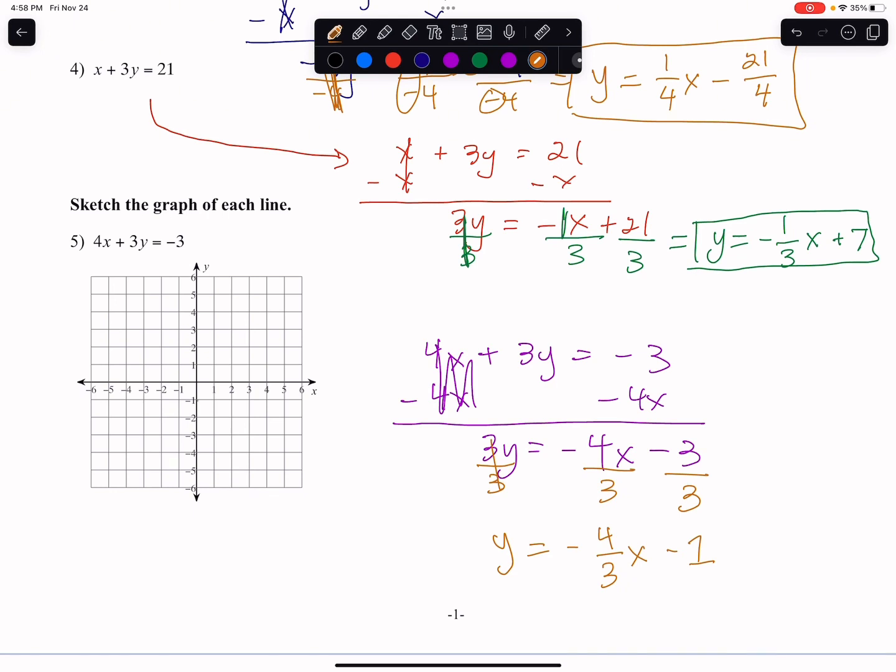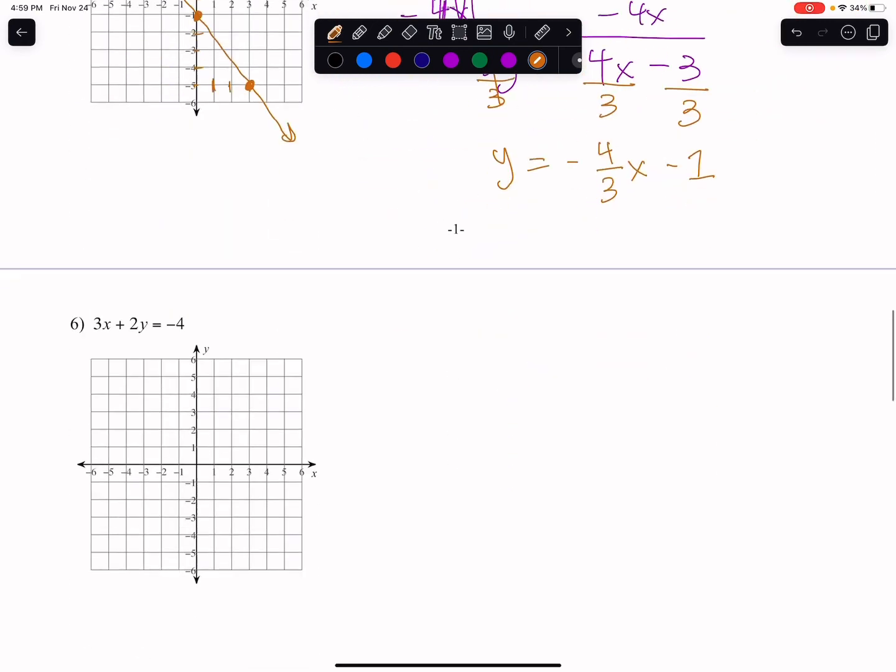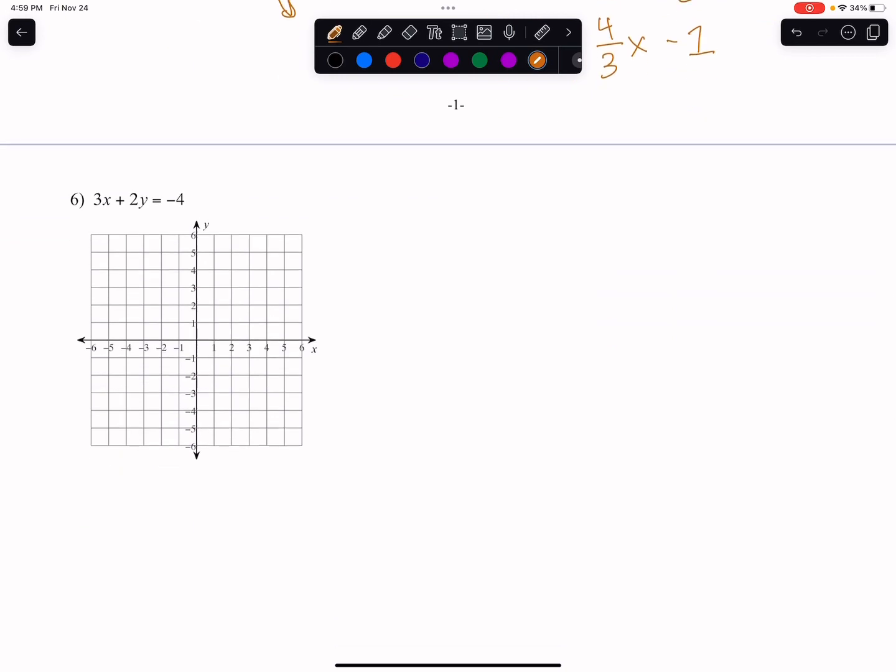So I can graph that. Go over here, put negative 1. Down 4, to the right 3. Or I can go up 4, to the left 3. And then draw a straight line. Beautiful. Perfectly straight line. That's what that will look like graphed. You will have to do this in class.